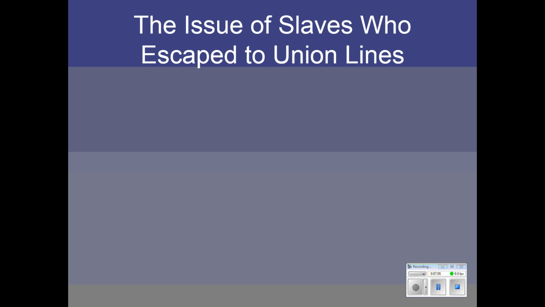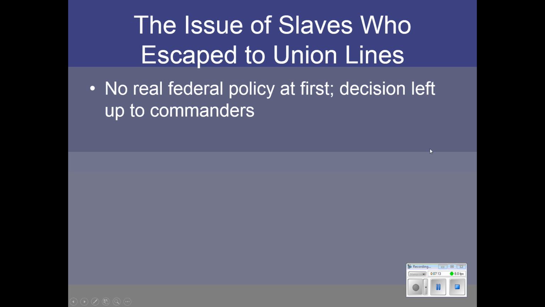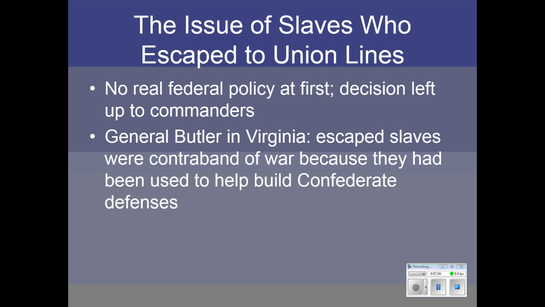Early in the war, the issue came up in the North, what they would do with slaves who escaped to Union lines. There was no real federal policy at first. They hadn't worked it out. They left the decision up to each battlefield commander as to how to handle this situation. General Benjamin Butler in Virginia said that escaped slaves were contraband of war.